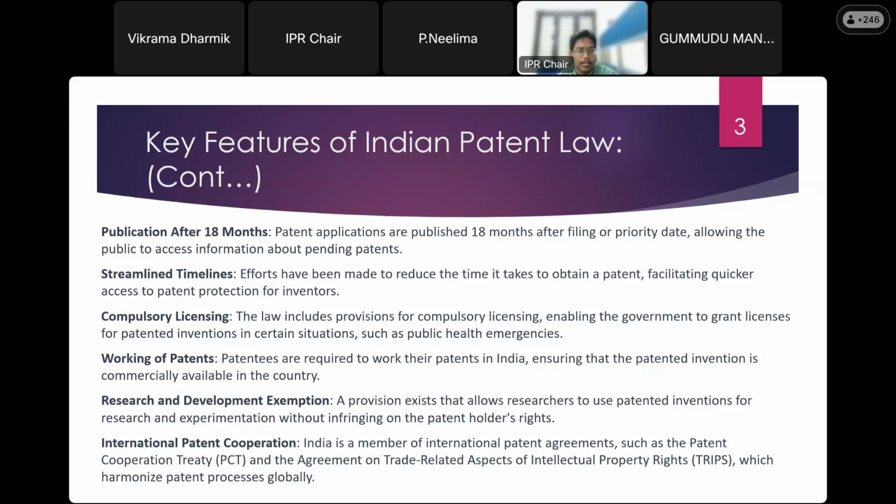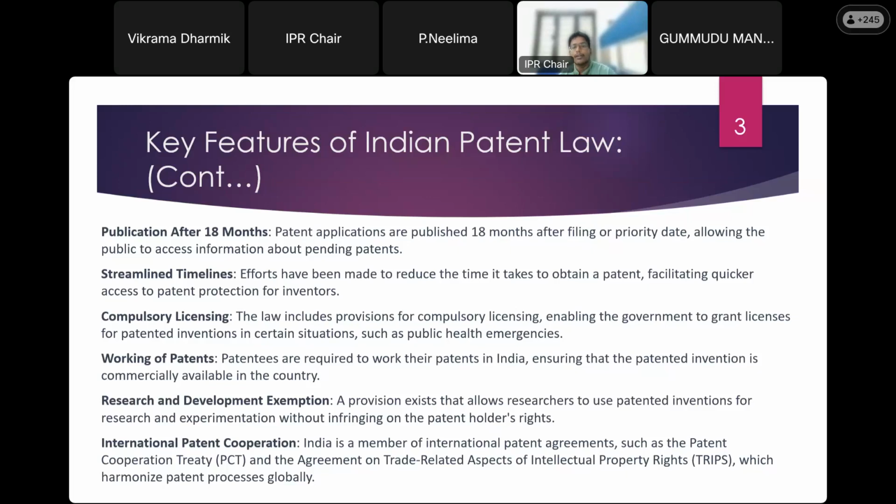And also compulsory licensing. I will discuss this in further classes. After the grant of the patent, it doesn't mean that the government gives an unlimited monopoly to exclude others from making, using, selling, and importing. There are some limitations to this monopoly, and those limitations we will be discussing under compulsory licenses.